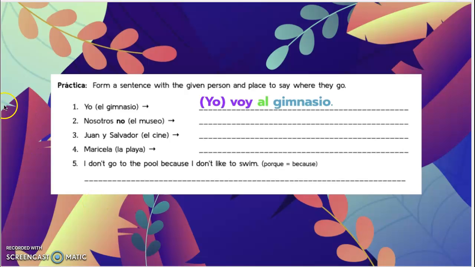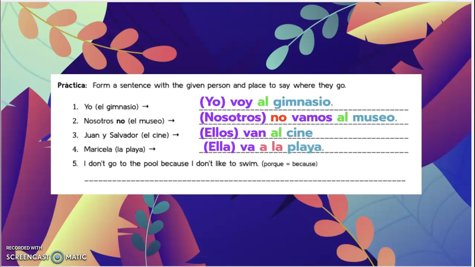Okay, so we have yo and we have el gimnasio, masculino. Entonces, yo voy al gimnasio. Nosotros no vamos al museo. Juan y Salvador van al cine. Marisela va a la playa. And finally, yo no voy a la piscina porque no me gusta nadar.